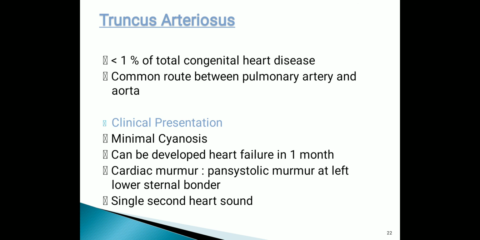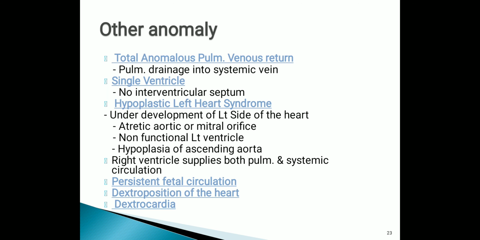Truncus arteriosus, less than 1% of total congenital heart disease, common route between pulmonary artery and aorta. Clinical presentation: minimal cyanosis, can develop heart failure in 1 month, cardiac murmur, pansystolic murmur at left lower sternal border, single second heart sound. Other anomalies: total anomalous pulmonary venous return, pulmonary drainage into systemic vein, single ventricle, no interventricular septum.